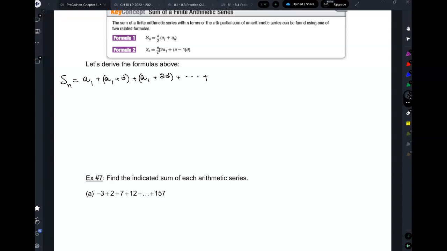What's the one right before that? A sub n minus 1. And what's the one right before that? A sub n minus 2. If you're at the last term, how do you get the one right before it? You subtract a D, correct? And then how do you get the one right next to it? You subtract another D. So let's go ahead and do that now. So here, this is going to be A sub n minus 2D plus A sub n minus D plus A sub n.